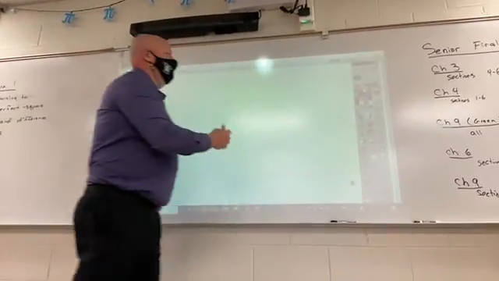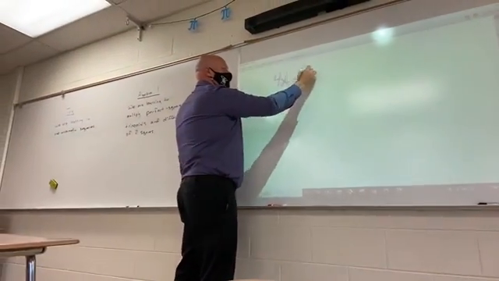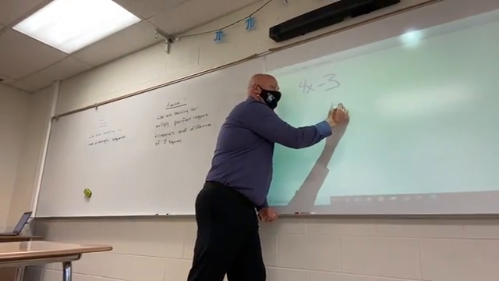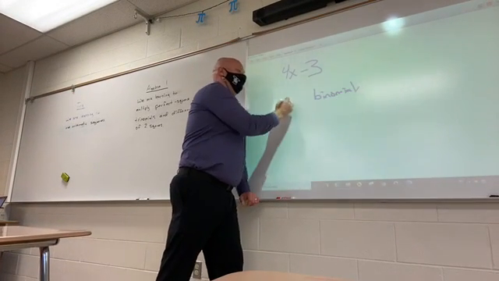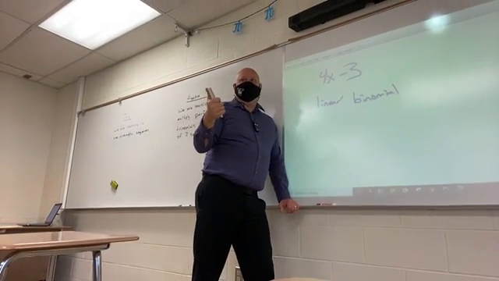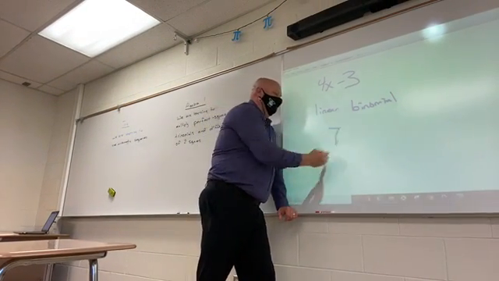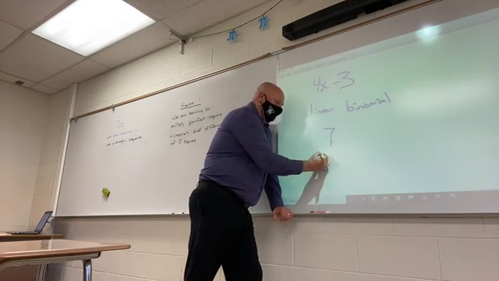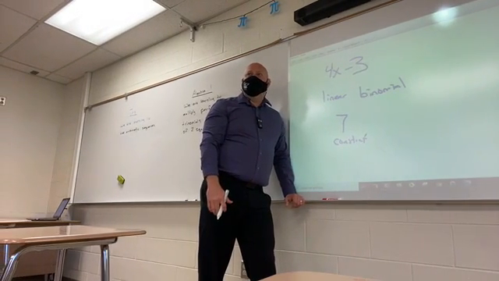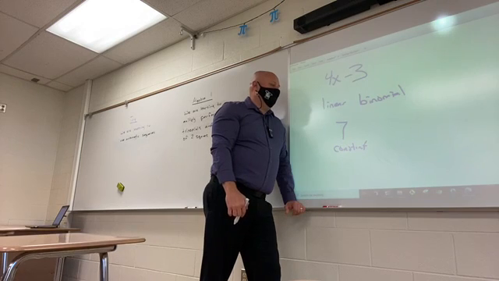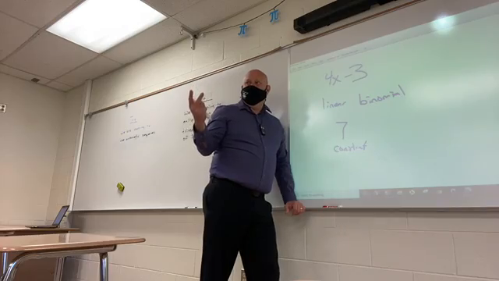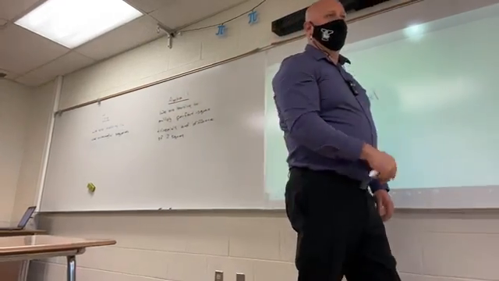What would that be? What kind of binomial? A linear binomial. Remember, the degree of 0 is a constant. So if you just see this, that would be a constant. I guess you could also call it a constant monomial, but it's just a constant. Degree of 1 is linear. Degree 2 is quadratic. Degree 3 is cubic, right? Those are the big ones.